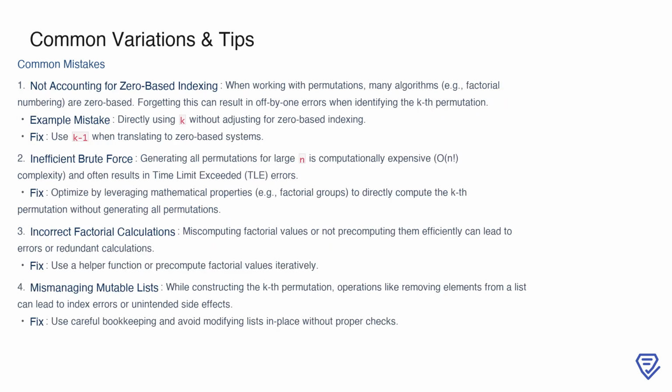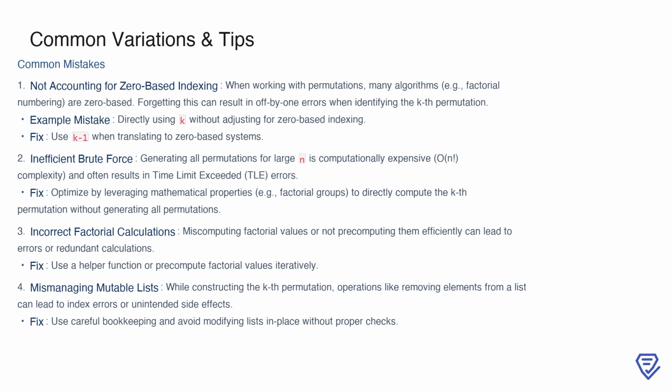When solving the permutation sequence problem, there are several common pitfalls to be aware of. First, zero-based indexing is a critical aspect that can often trip people up. Many permutation algorithms, especially those using factorial numbering, assume a zero-based system. Forgetting this can lead to off-by-one errors when trying to identify the Kth permutation. A simple fix is to subtract 1 from k when translating it to a zero-based index.